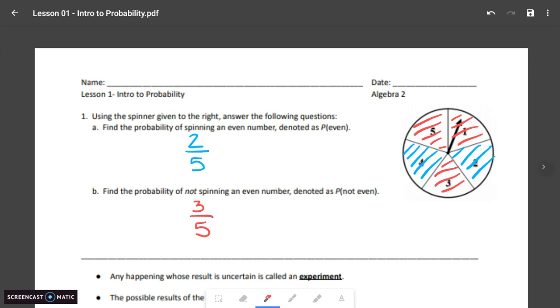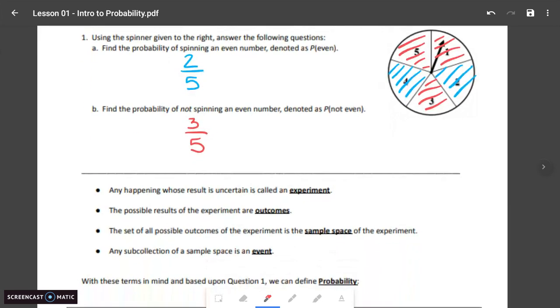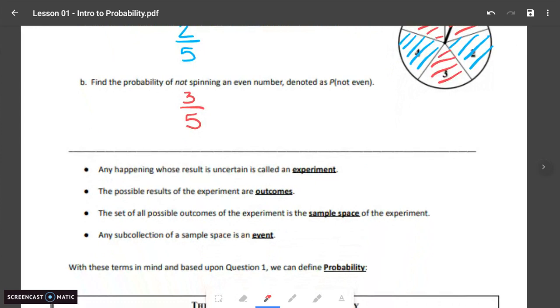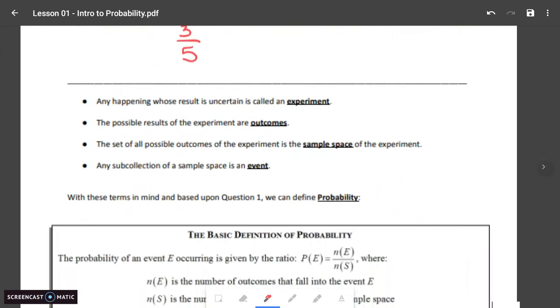Okay. So before we really define probability, let's look at a couple of vocab words that we need to know about. Any happening whose result is uncertain is called an experiment. The possible results of the experiment are outcomes. The set of all outcomes of the experiment is the sample space of the experiment, and any subcollection of a sample space is an event. You don't really need these words particularly, but we're just using them to understand the bigger picture of probability.